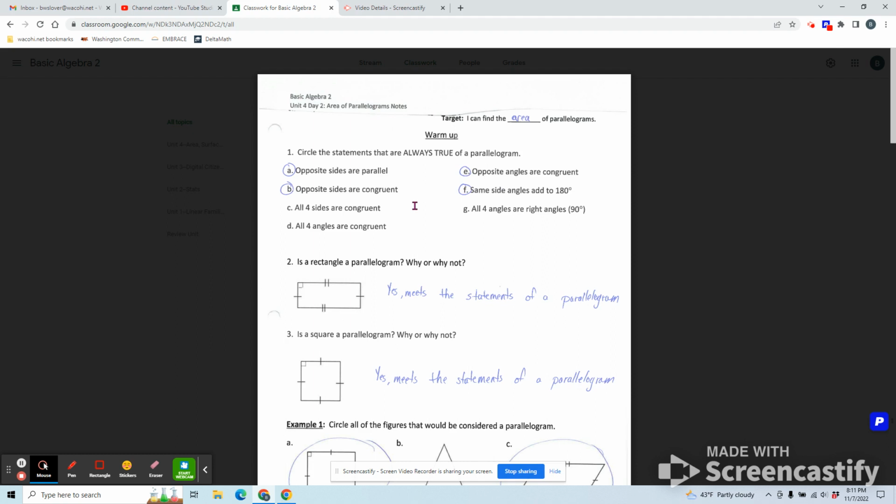All four sides are congruent. That is not true. They just have to have two pairs of opposite sides congruent. Likewise with letter D, you do not need all of your angles to be congruent, nor do you need all of your angles to be right angles. So for purposes of this class, just A, B, E, and F are always true. There is another property of a parallelogram, but we don't need it to find the area of what we're doing today.